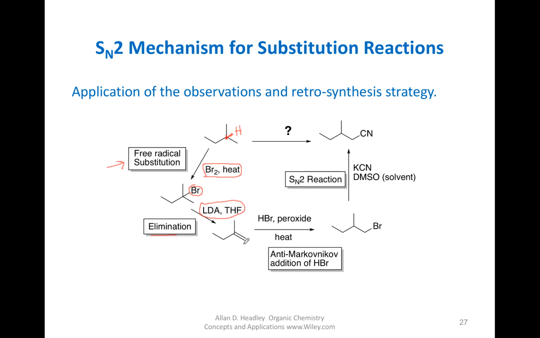the less substituted double bond right here. Once we have this double bond, we can do an anti-Markovnikov addition of HBr. Don't forget those reactions in which we have HBr with peroxide and heat to give this as a product. Now we have introduced Br as a good leaving group, and we can now have a substitution with KCN right here, kicking out the bromine to get our target molecule.